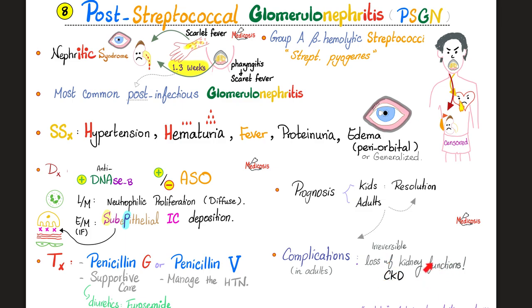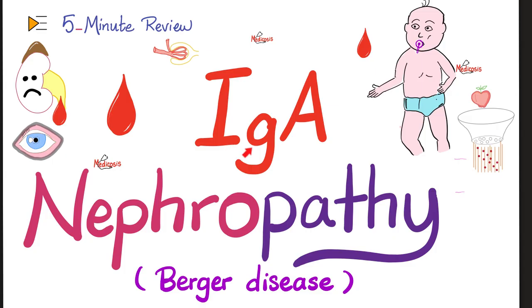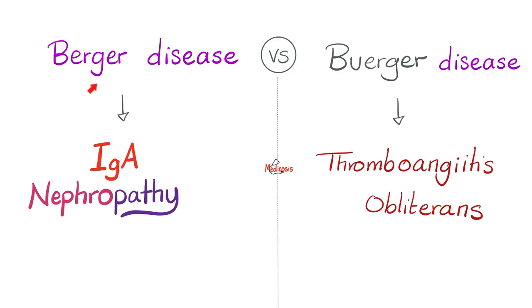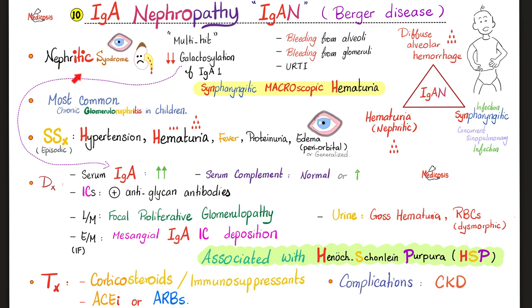Chronically, I can get chronic kidney failure. These chronic complications are more common in adults than children. Next, let's talk about IgA nephropathy, also known as Berger disease, not to be confused with Buerger disease, which is a completely different ailment. IgA nephropathy, it's a nephritic syndrome.